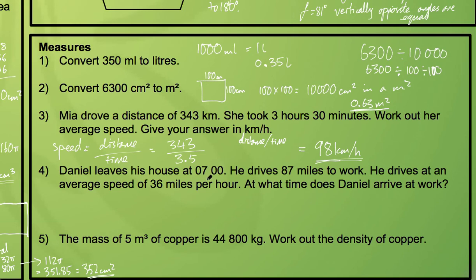Question 4. Daniel leaves his house at 7 o'clock. He drives 87 miles to work. He drives at an average speed of 36 miles per hour. At what time does Daniel arrive at work? So again, we're going to have to be careful with time at the end of this.